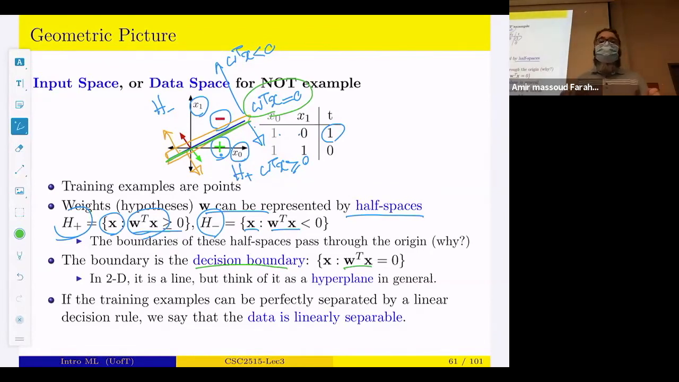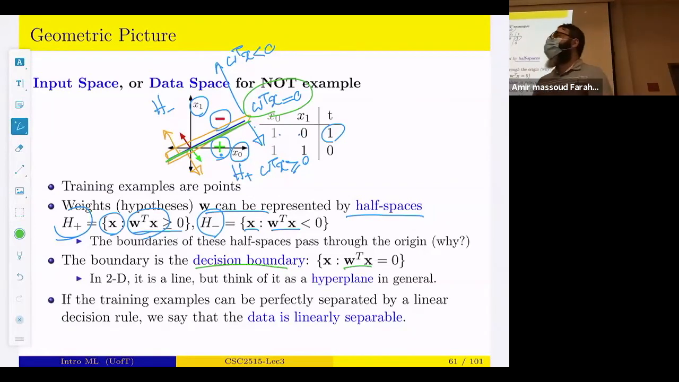If we can find a line or a hyperplane, a linear decision rule, that separates the data perfectly, like on one side everything is positive and on the other side everything is negative, like what we have here, we say that the data is linearly separable. But it is possible that we cannot find a hyperplane that separates the data perfectly.